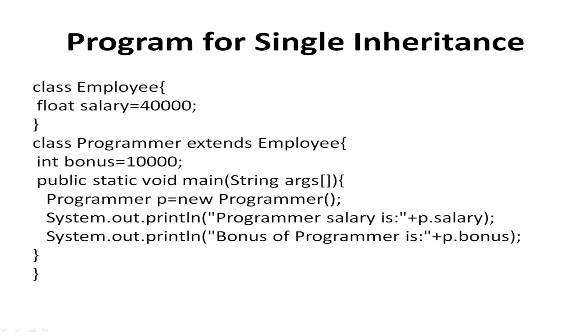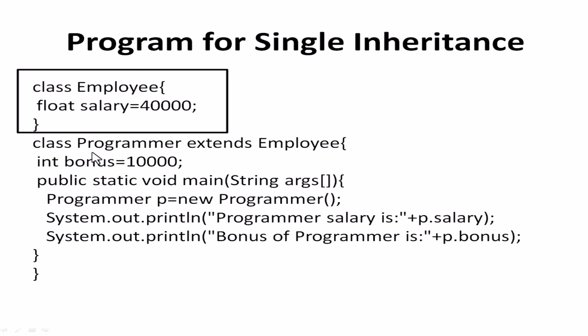So let us consider the program of single inheritance. Here you have a class named Employee. Now here you have a class named Programmer, which has a relation with Employee by using the keyword extends. Here it has a salary of 40,000. Programmer will get a bonus of 10,000. Within the main method, we are going to create an object for the programmer: Programmer p = new Programmer.